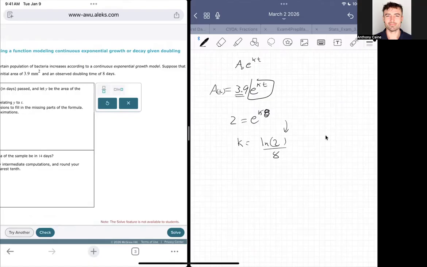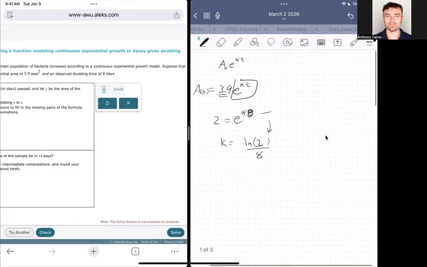If getting from here to here is confusing, then that tells me that you need to practice more of what the other problems were. So how do we get from there to there? We first take the natural log of both sides. So I have the natural log of 2 is equal to the natural log of e to the k times 8. These two things cancel, and you'll get natural log of 2 is equal to k times 8, and then you divide by 8. So then you'll end up here.